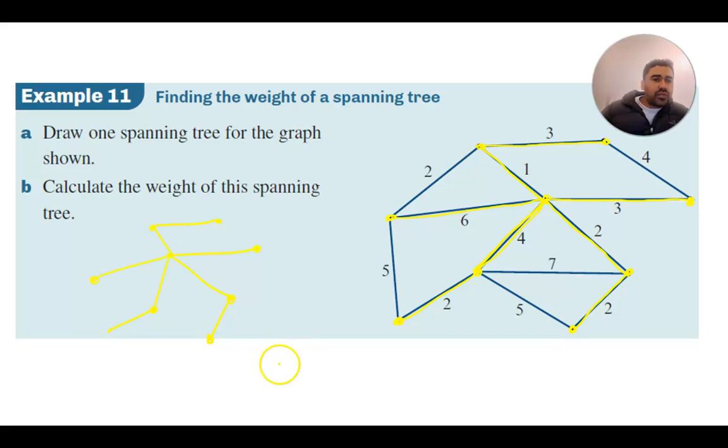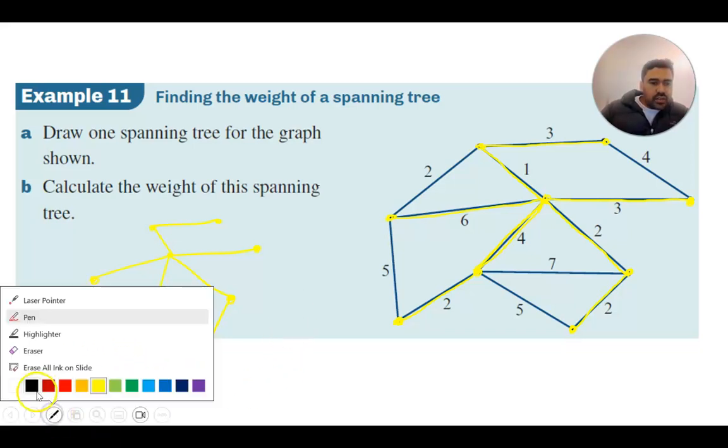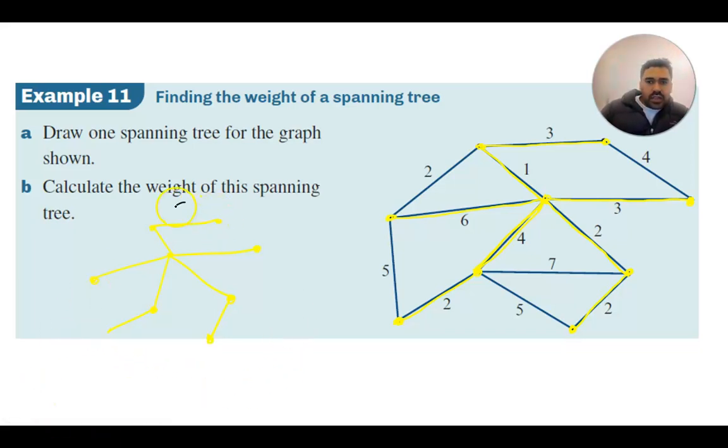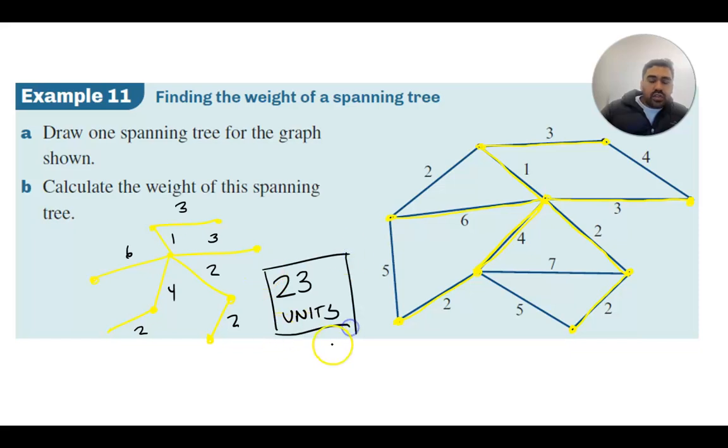B, calculate the weight of this spanning tree. So to calculate this weight, all the numbers here, the 3, the 1, the 3, the 2, the 2, the 4, this 2, and this 6 is added up. Quick math: 10, 15, 20, 22, this is 23. Now, 23 units, we don't know what these units are. This might be the smallest amount that we can get. Surely if we make other ones, they could be greater than this 23.